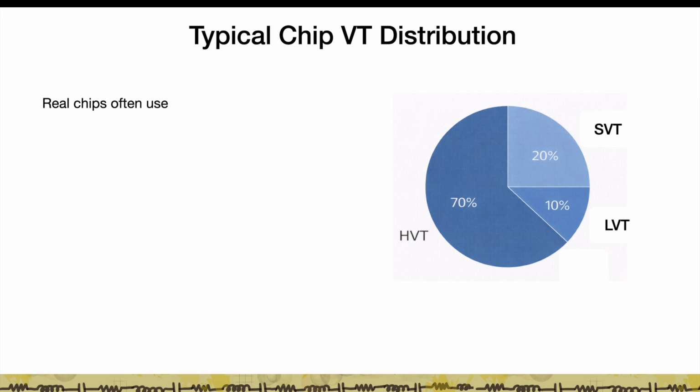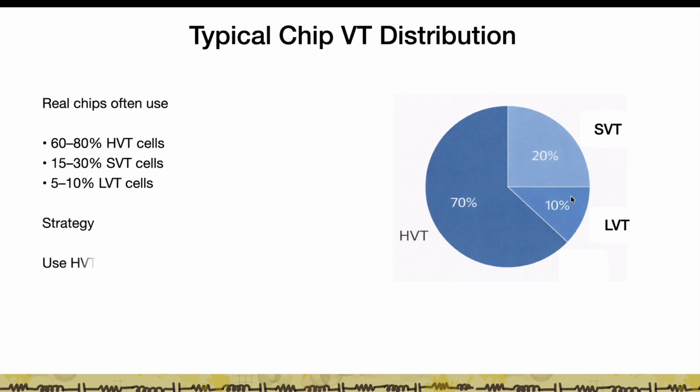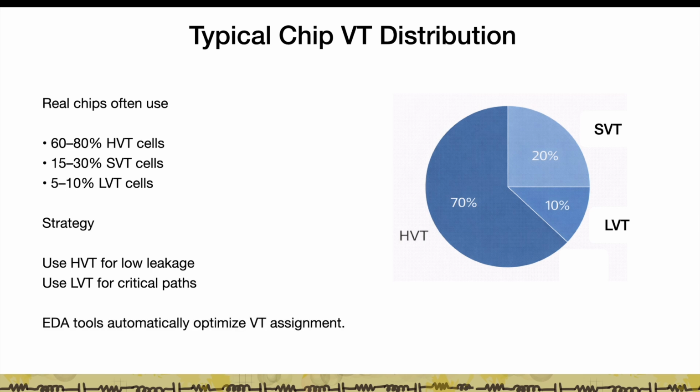So what does a real chip's VT mix actually look like? In practice, the distribution tends to settle around 60 to 80% HVT cells, the bulk of logic where leakage matters more than raw speed, 15 to 30% SVT cells, moderate speed paths that need a bit more performance, and only 5 to 10% LVT cells, the critical paths where timing budget is razor thin.